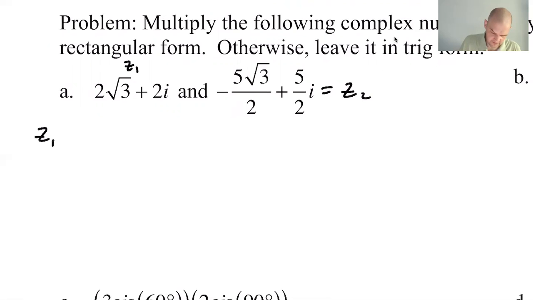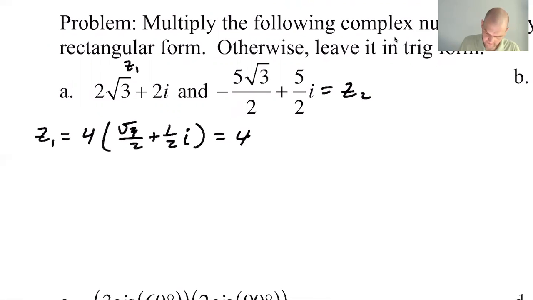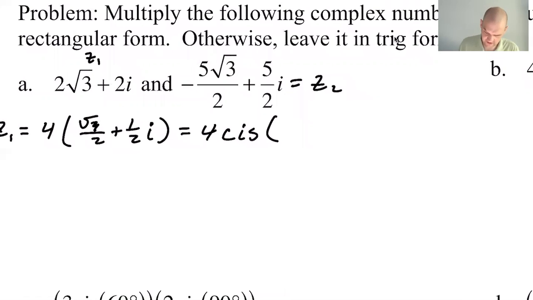So Z1, I see if I divide it by 4, I would get a unit circle point. So I'm going to say this is 4, and then I'll have root 3 over 2 plus 1/2 i. So that's going to be 4 cis, and then what unit circle angle is root 3 over 2, 1/2? That's pi over 6. So we got this.